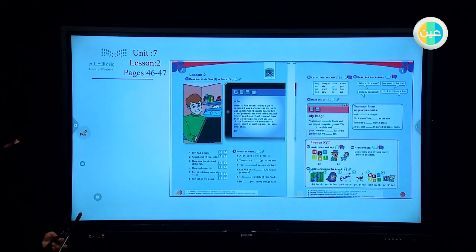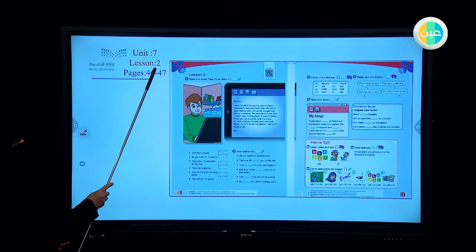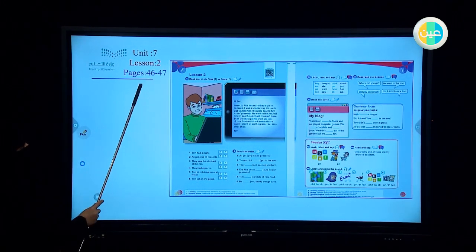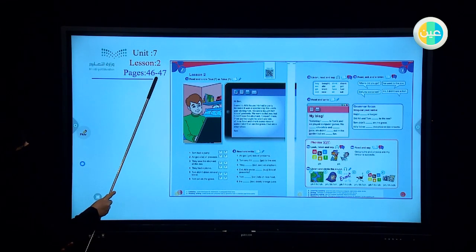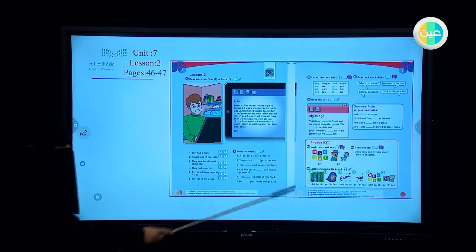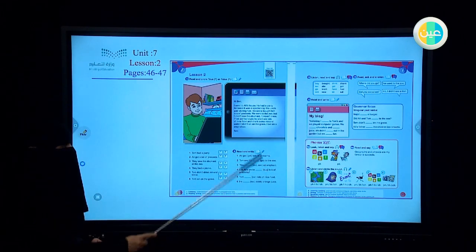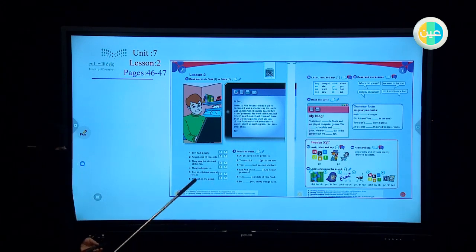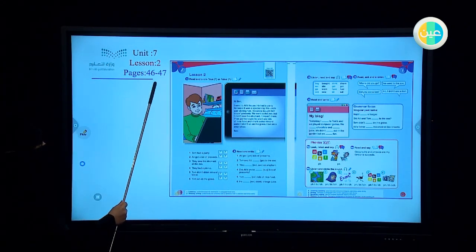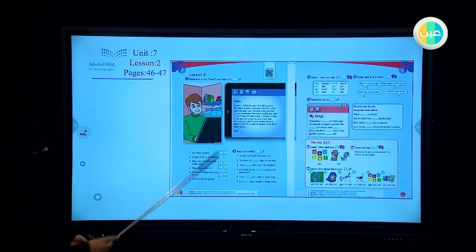Today, inshallah, we will have Unit 7, Lesson 2, and you have pages 46 to 47. This is our lesson today. Okay, this is the lesson of today. Pages 46, 47. Okay, what do you think?